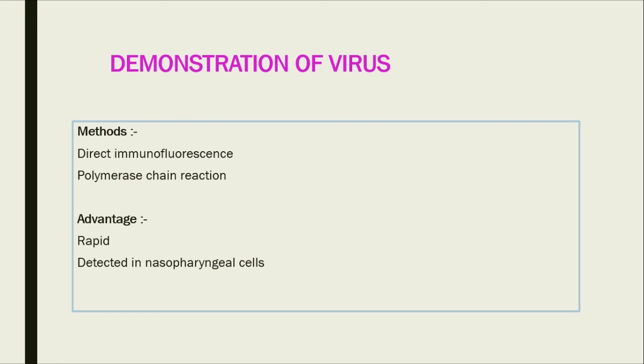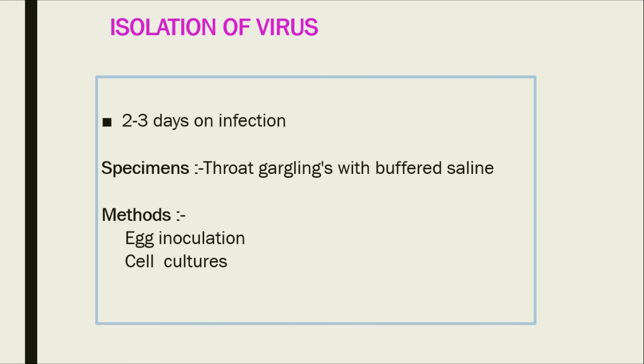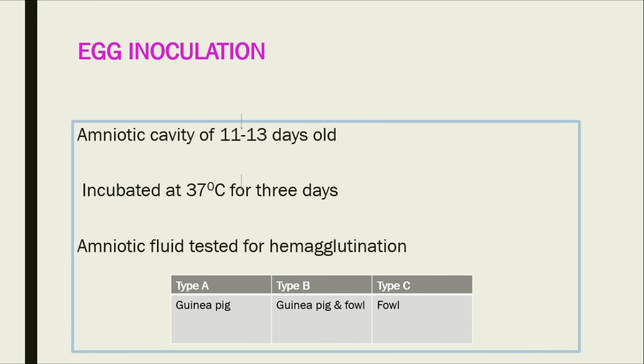Talking about the advantages, it's quite rapid and the virus is detected in nasopharyngeal cells, so nasopharyngeal swabs can be used as a sample. Isolation of the virus is possible if the sample has been taken within 2 to 3 days of infection, because it's usually present in the upper layers. Throat garglings with buffered saline is the best sample. We can use embryonated eggs for isolation of the virus, and we can even use cell cultures.